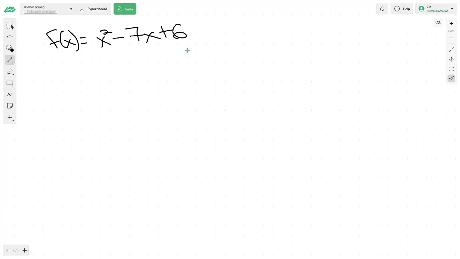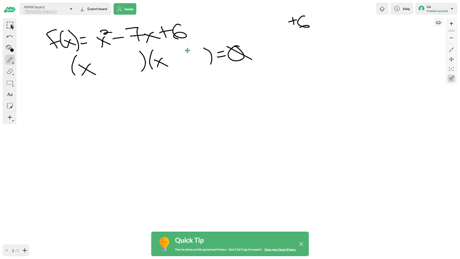Now remember, when we're factoring a quadratic expression, we're looking for two sets of parentheses, and we're going to set this equal to 0. So we're looking for x plus or minus a number times x plus or minus a number. So we need to find two numbers that add together to get -7 and multiply together to get a +6.